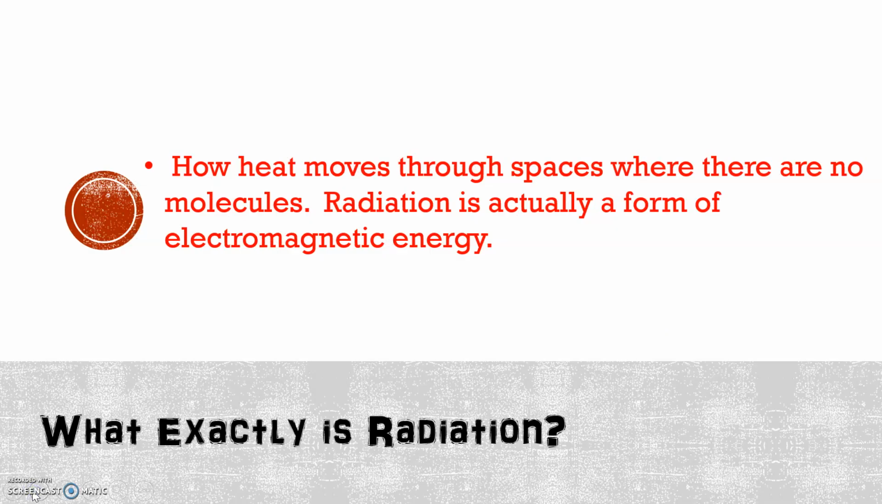So far, we've learned that conduction moves heat easiest through solids and convection moves heat through liquids and gases. But how does heat from the sun get to the earth? The answer is radiation. Radiation is how heat moves through spaces where there are no molecules. Radiation is actually a form of electromagnetic energy. Radiation is heat moving in waves, and it doesn't need molecules to pass this energy along.